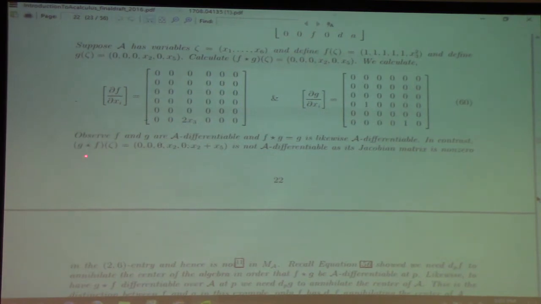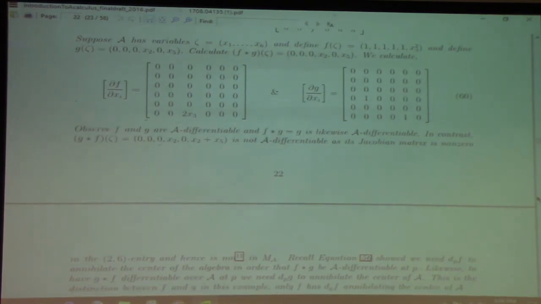But if you calculate g times f, you get this. And if you look at that, in the sixth component it has a 1 in the second and the fifth column. And if you look back up here, there's a 0 in the second column lowest spot. So that 0 would be 1 in the Jacobian matrix of this, which means that g times f is not a-differentiable. This is exactly such an algebra that has a non-trivial center. It's not a simple algebra.